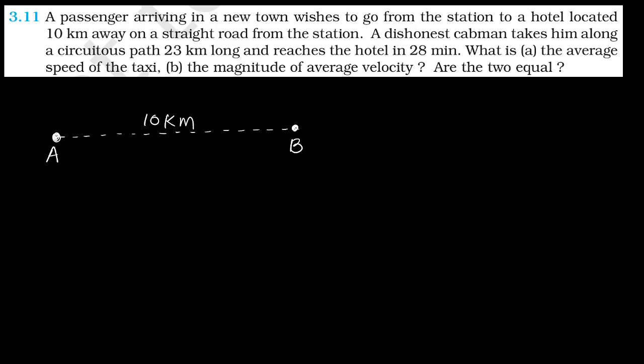A dishonest cabman takes him along a circuitous, irregular path 23 kilometer long and finally reaches B. The path length is given as 23 kilometer. Understood? The displacement is in fact 10, but the actual path length of the cabman is 23 kilometer, and the time taken for this entire journey is 28 minutes.